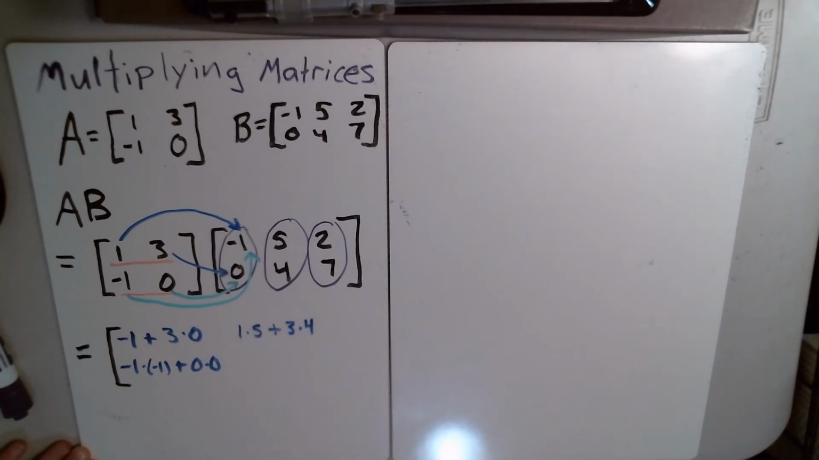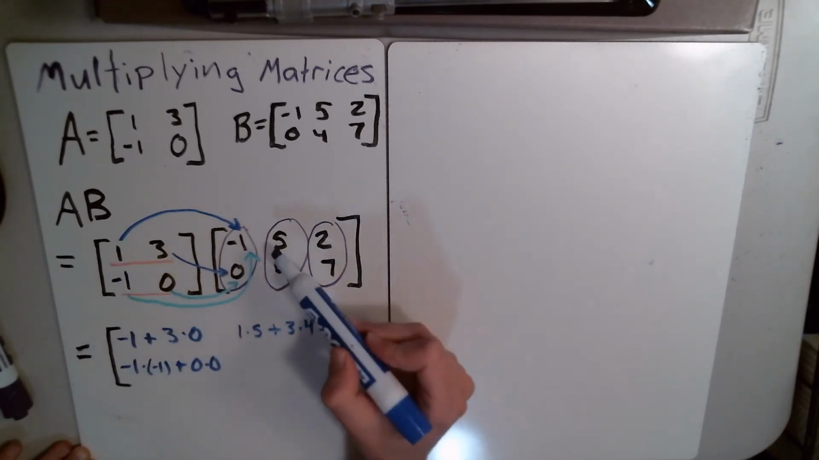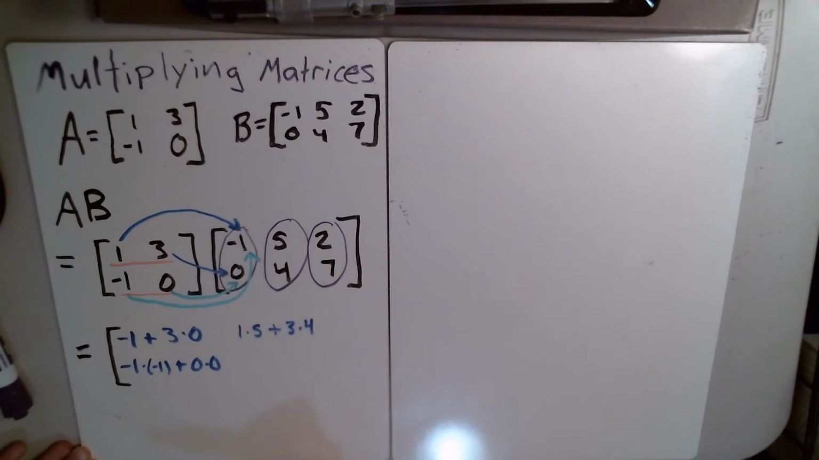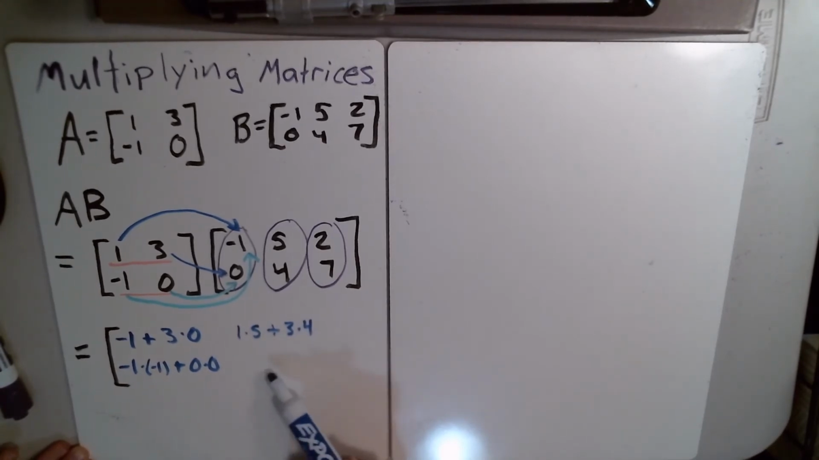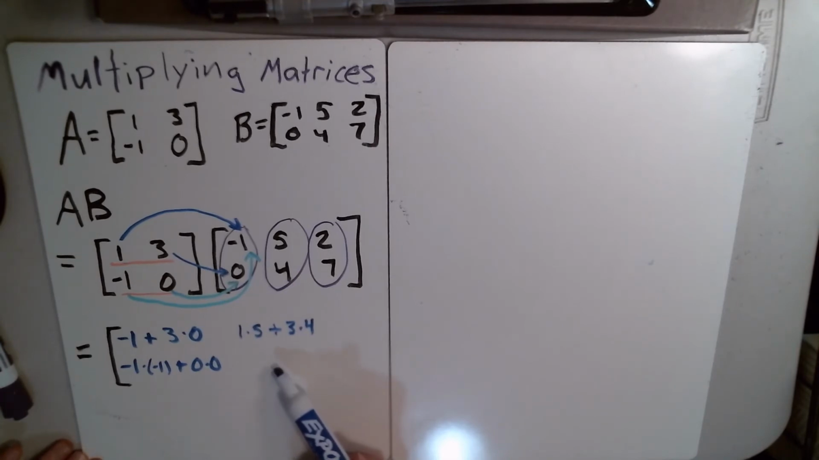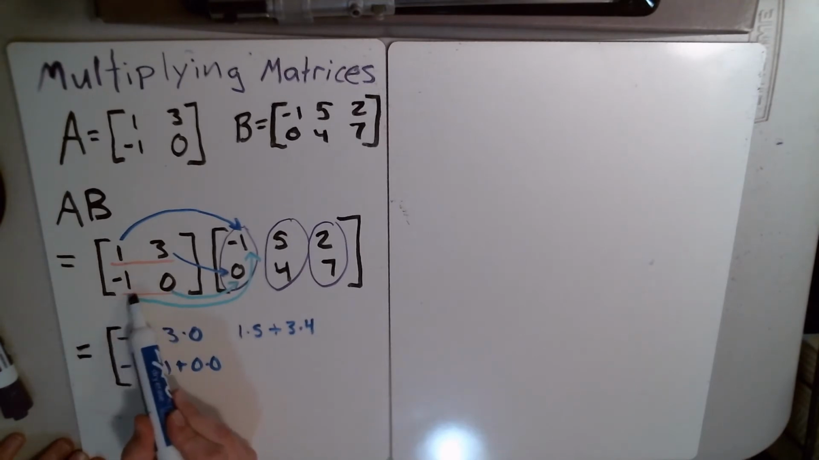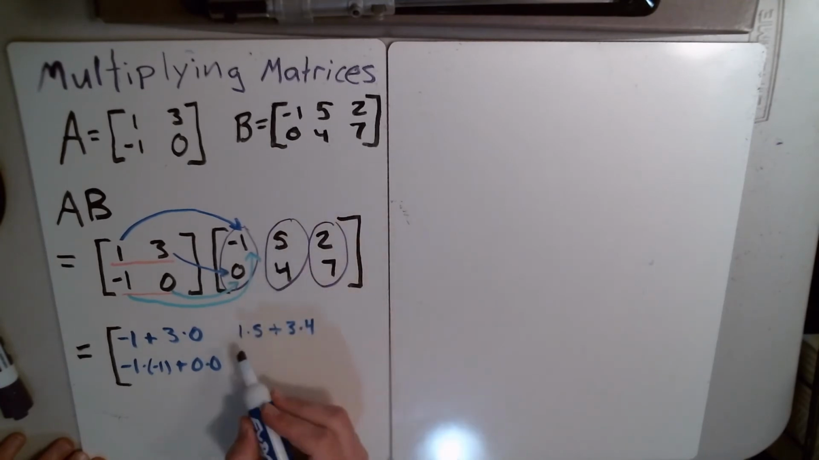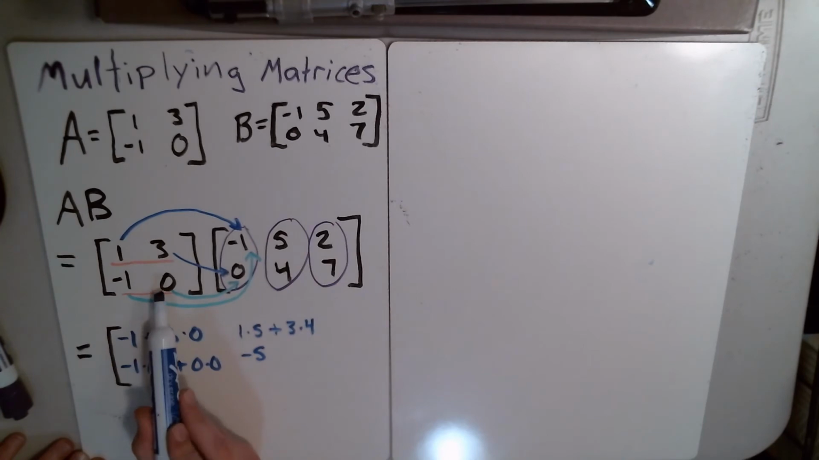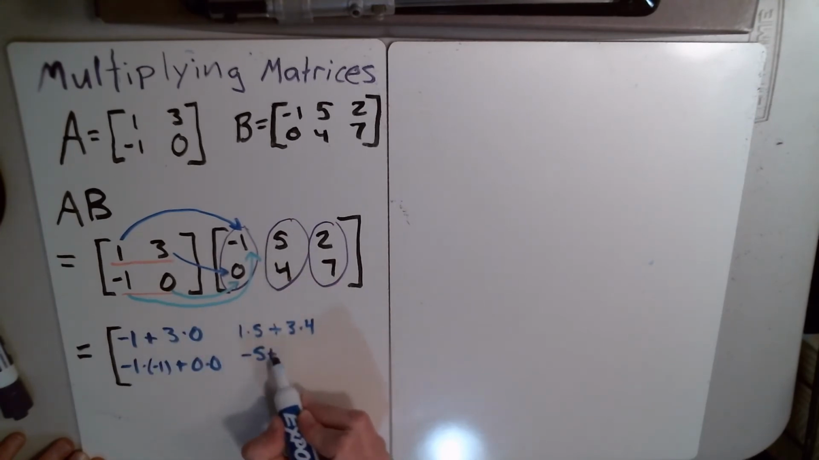Okay, so I take this row times this column. I do a similar thing to get this spot, only now I'm doing second row, second column. So second row, second column: -1 times 5 is -5, and then 0 times 4 plus 0 times 4. Okay?